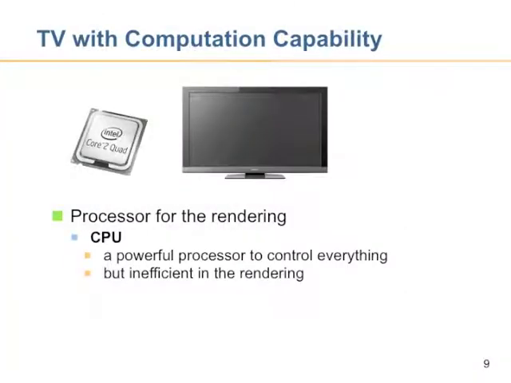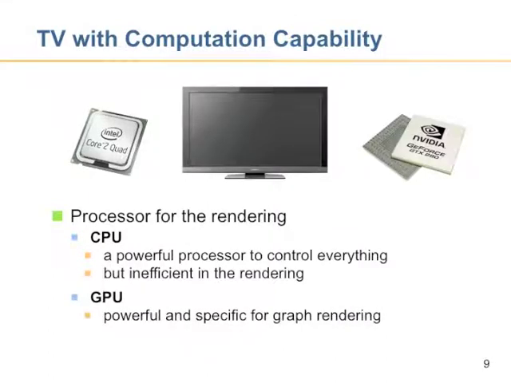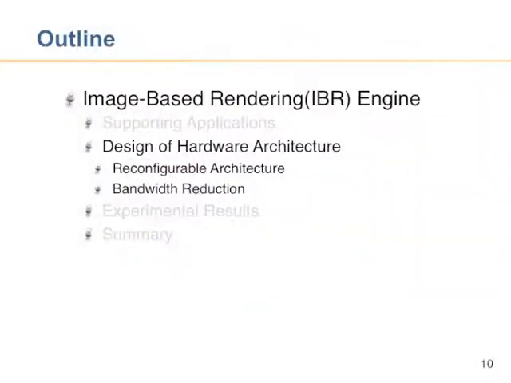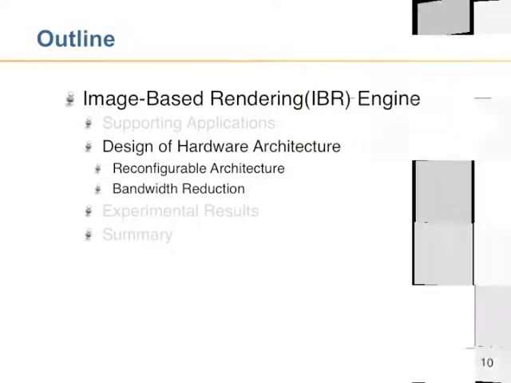Current solutions to this problem may be using CPU or GPU to complete the graphic rendering. However, these 2 solutions are both high cost, so a specific computation unit for video rendering is required. In the design of hardware architecture, 2 major features are introduced. One is the reconfigurable architecture, and the other is the bandwidth reduction.